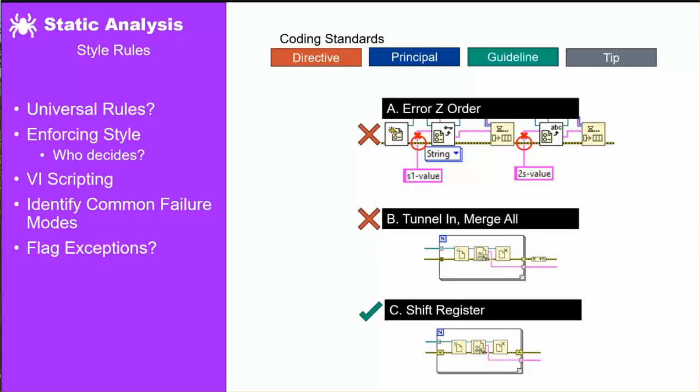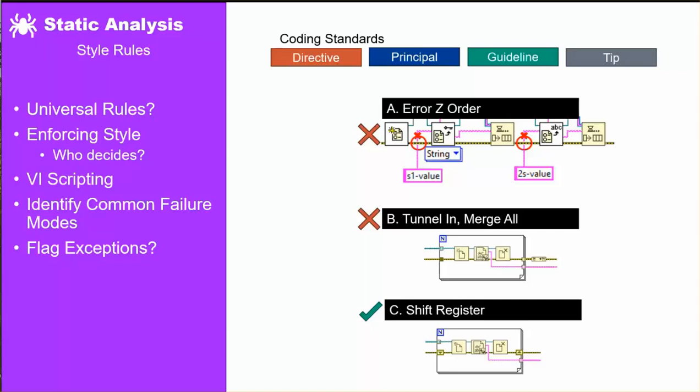We've created a lot of tools at JKI to audit for some of these, but it's not easy, and I won't claim it's a solved problem. So really, I just wanted to throw out some of these examples to get you thinking. And in a minute, I'll ask what style rules you would want to enforce.